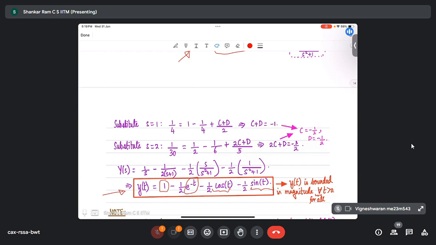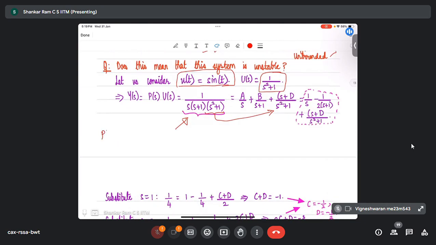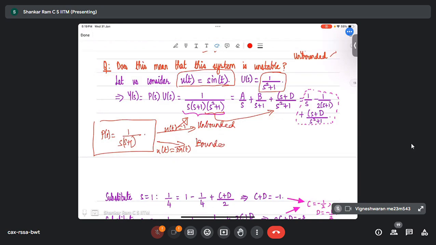So now we see something interesting, right? Same system. What was the system? The transfer function was 1 by s times s plus 1, right? This was the transfer function. So what I did was I took this, gave a unit step input, the output became unbounded, right? Now I give another bounded input, let's say sin t, the output became bounded, right? That's what we have observed. Now, what do I call such a system, right? So should it be stable or unstable or somewhere in between? This is an interesting question to ask, right?